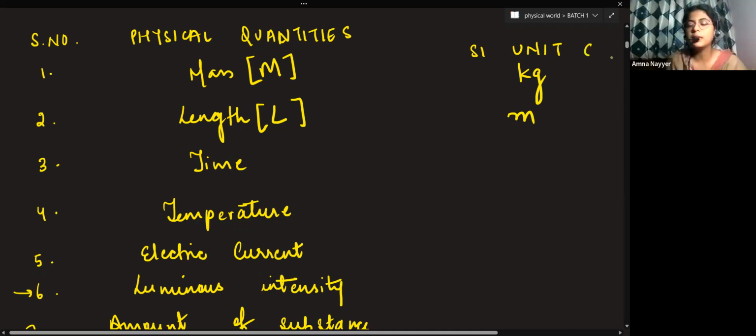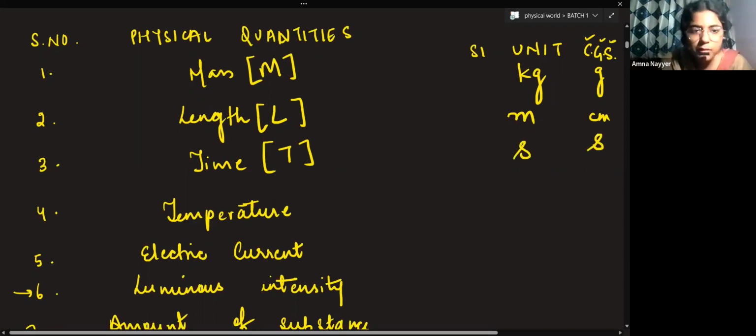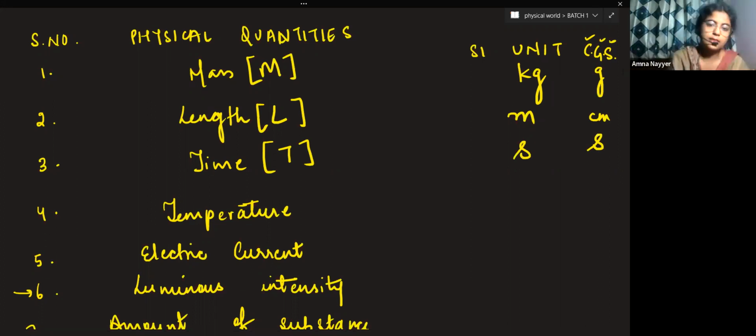CGS basically means centimeter, gram, second. So for mass it becomes gram, and for length it becomes centimeter. And time is denoted by the capital letter T in the SI system as well as in the CGS system. Time is represented through seconds only. S is used for seconds.